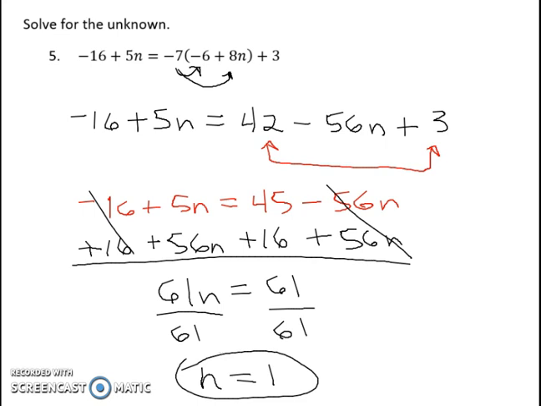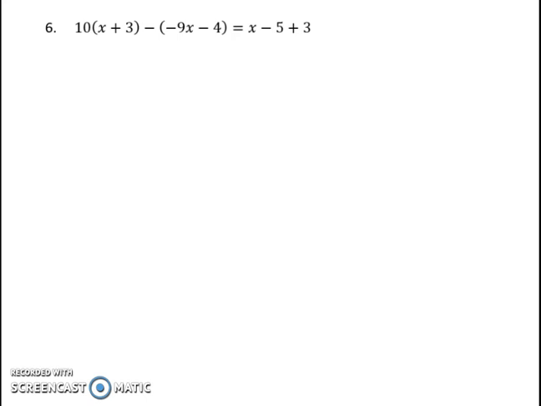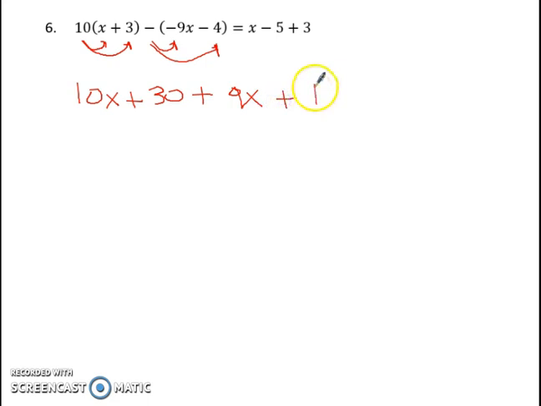Let's look at our next problem. It's a similar question where we have to solve for the unknown value. I'm going to start off by multiplying, aka distributing, getting rid of those parentheses. So I have a 10x plus 30, and then plus 9x plus 4. And that's equal to x minus 5 plus 3.